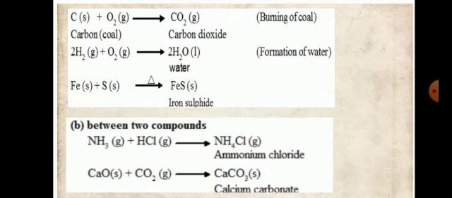So let's see some examples for the combination reaction. Here you can see the burning of coal and the formation of water. Here you can observe there is some difference in these chemical equations. You can see that C, that is carbon, plus oxygen will give you carbon dioxide. Here you can observe something is common in all the 3 chemical equations. I guess you all can find it out.